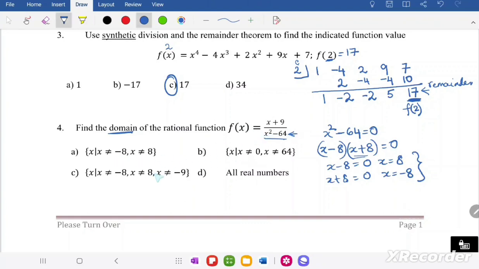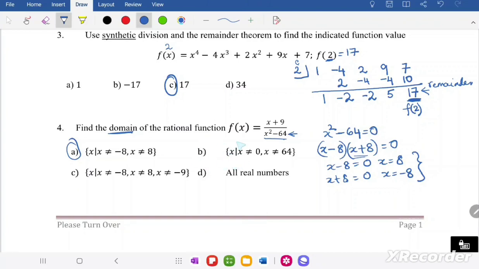Now you see over here they have given it to us in set notation, not in interval notation. So what are the choices given to us? Make sure you read the set notation correctly. The first one says x such that x is not equal to negative 8 and x is not equal to positive 8. Right? I think A is the right answer because that's what matches with the solutions of x that we found. But let's look at the other choices here.